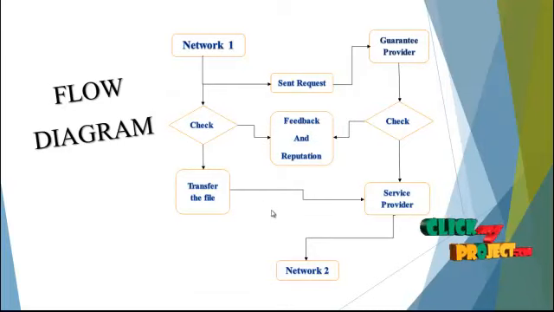Let's discuss the flow diagram. Our flow diagram is based on the connection between network 1 and network 2. Network 1 selects the guarantee provider and sends a request. The selection is based on the feedback of the guarantee provider, and the guarantee provider receives the request from network 1.